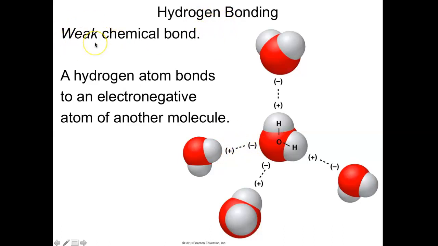Hydrogen bonds are relatively weak, okay? It's defined basically as a hydrogen atom bonding to an electronegative atom of another molecule. It keeps molecules together. So I asked you to draw hydrogen bonds between two water molecules. You can choose this one in the middle and maybe this one here to draw.